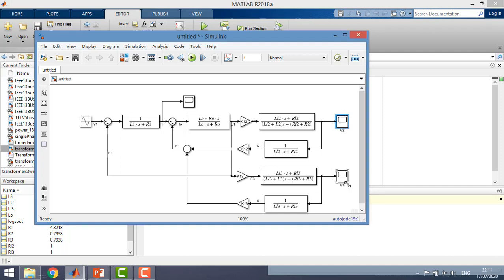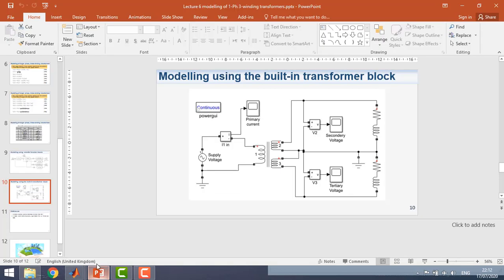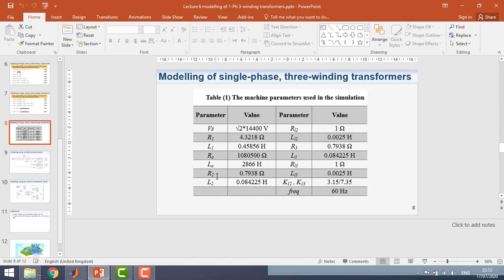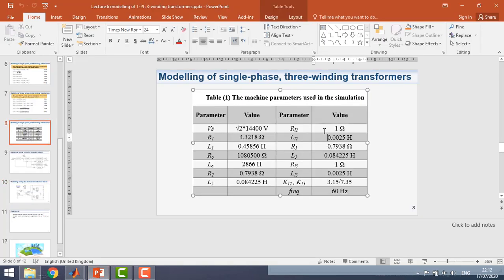So the value of the secondary and tertiary voltages is equal due to equal values of both circuits and applied loads to both of them. If you go back and check table number 1, the inductive loads applied to both circuits have the same values.